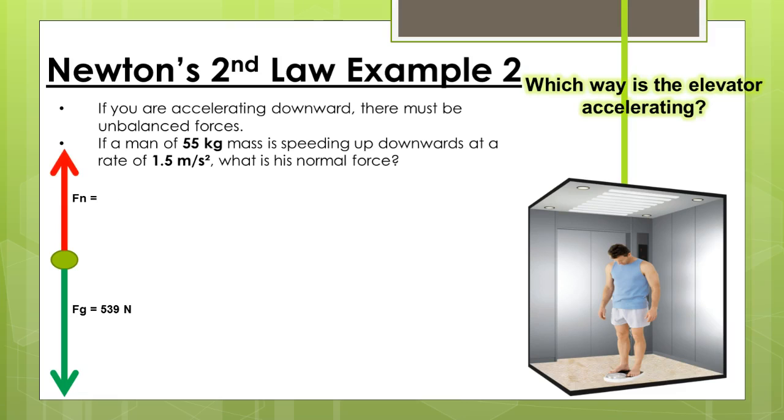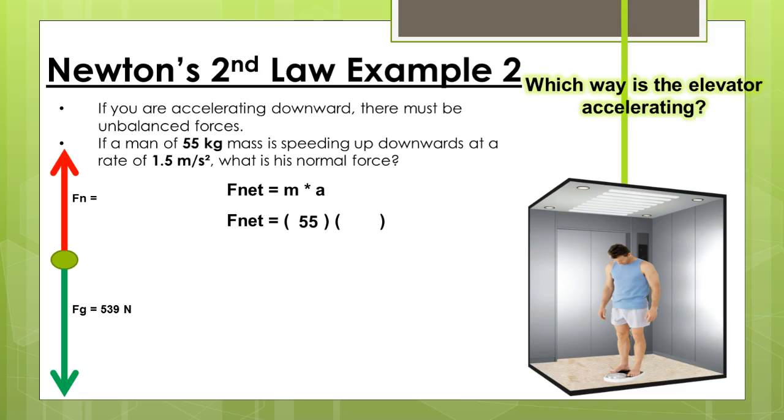Knowing which way the object's accelerating helps us figure out which unbalanced force is bigger and which is smaller. Since they're unbalanced, we know the gravitational force, but we don't know the normal force. We need to figure out the difference, the net force, between 539 newtons and the unknown normal force. To do this, we're going to use Newton's second law. Net force equals mass times acceleration.